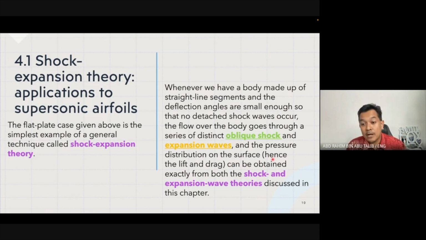obtain the aerodynamic force R, where we have the components of lift and drag, which can be obtained exactly from both the shock and expansion wave theory discussed in this particular chapter. So we will later look into an example of the scenario or the theory that we have already discussed just now.